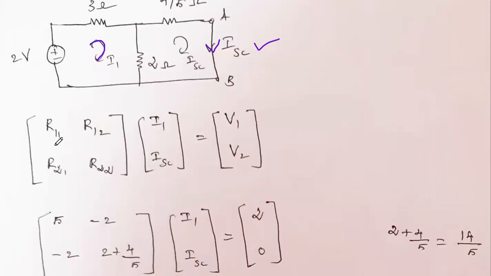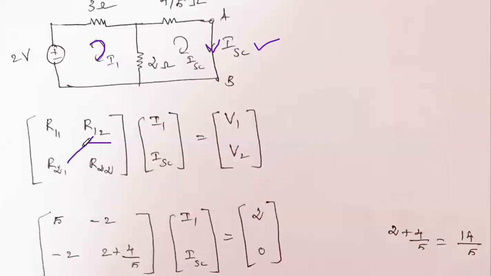What is R11? R11 is the total resistance in the first loop. In the first loop, the 3 ohm resistor and the 2 ohm resistor are there, so 3 plus 2 is 5. Then R12 means the common resistance between the first loop and the second loop. That is the 2 ohm resistor. While writing this common resistance, we put a minus sign, so minus 2.